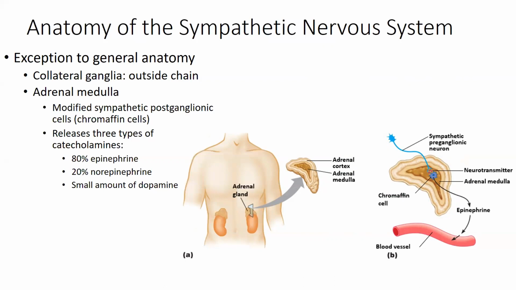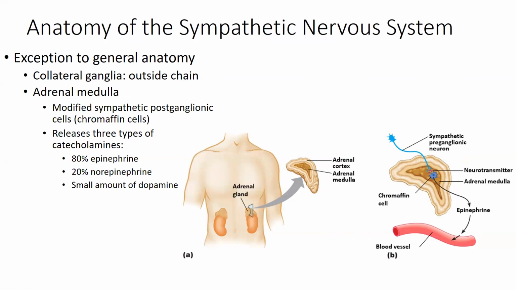This we call a collateral ganglia. All right, a collateral ganglia. And there are several types of collateral ganglia that are located in the abdomen, located throughout the gastrointestinal organs. And these are not a part of the sympathetic chain. Okay, the second exception to that general anatomy is the adrenal medulla. All right. Now, let's backtrack here and talk about the anatomy of the adrenals. So the adrenals are two glands. They sit just on top of your kidneys, right? So they're paired on either side.